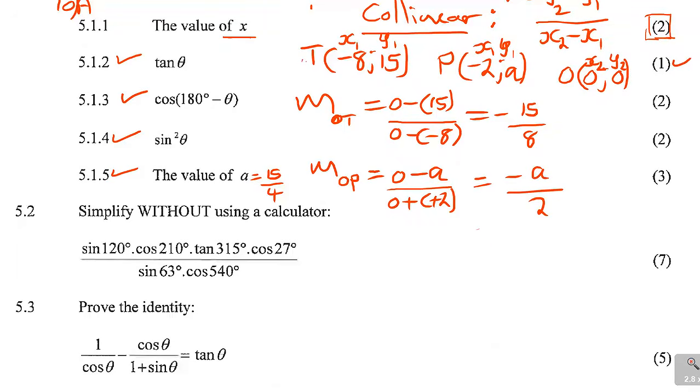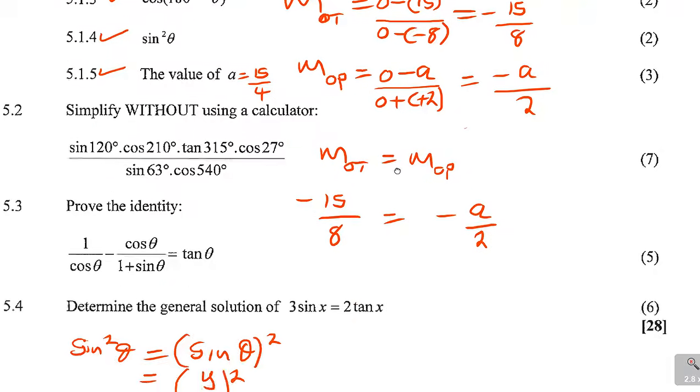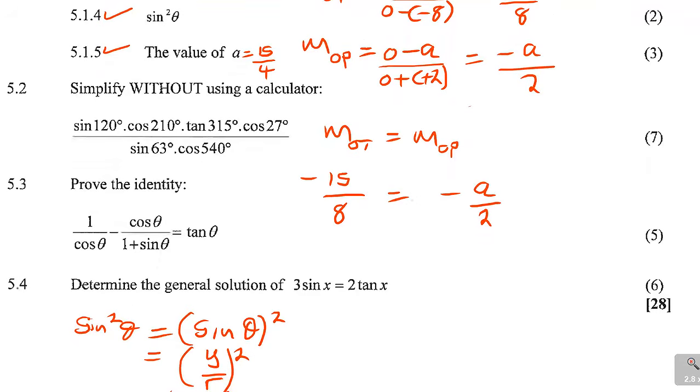and two gradients, m of OT and m of OP, but remember they are collinear. It means m of OT is equal to m of OP. So I can equate now to say minus 15 over 8 is equal to minus a over 2. See that? So that is how you can end up again having that same answer.